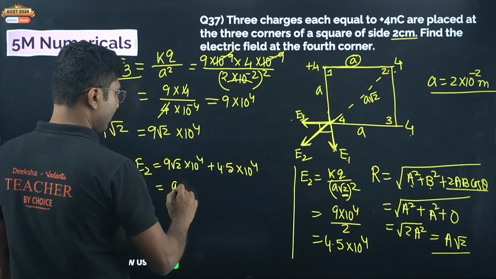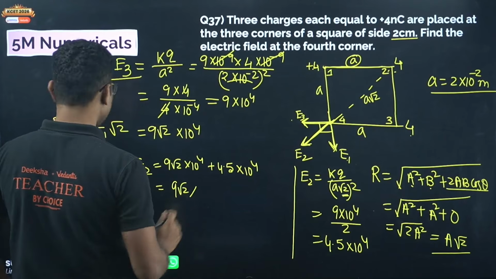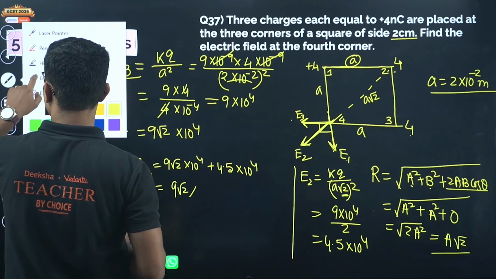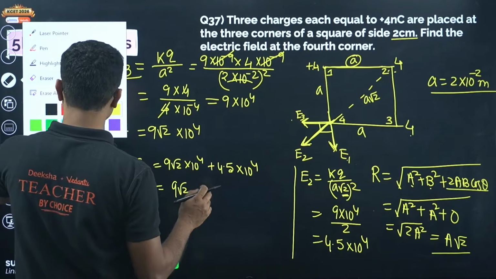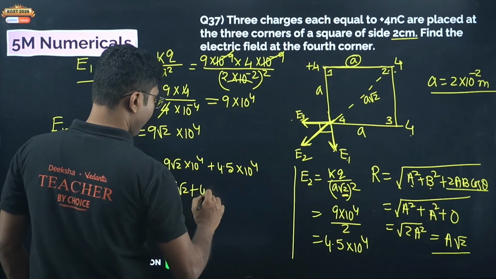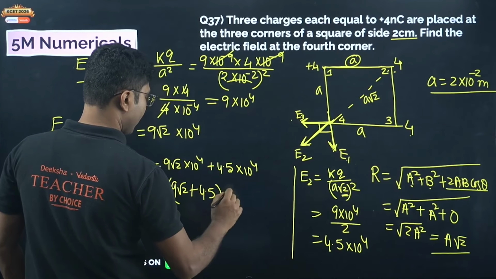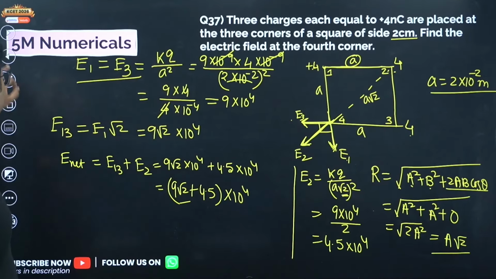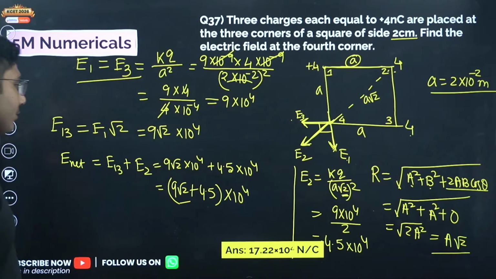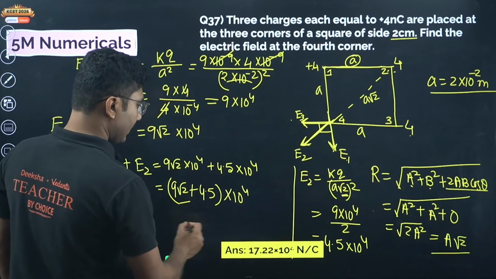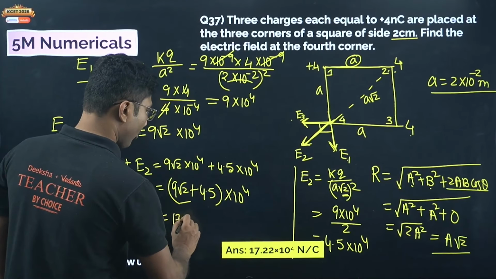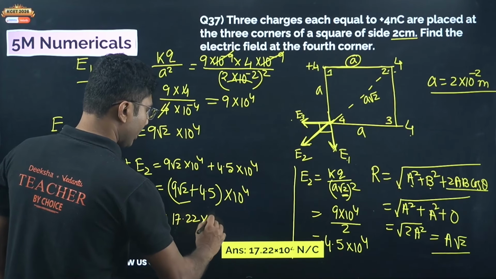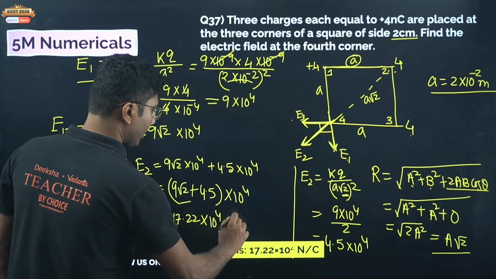So 9 root 2 plus 4.5, into 10 to the power of 4. If you put the value of root 2 and use a simple calculator, you can calculate this electric field is given by 17.22 into 10 to the power of 4 Newton per Coulomb.